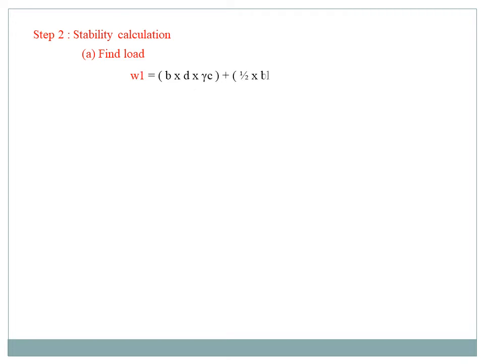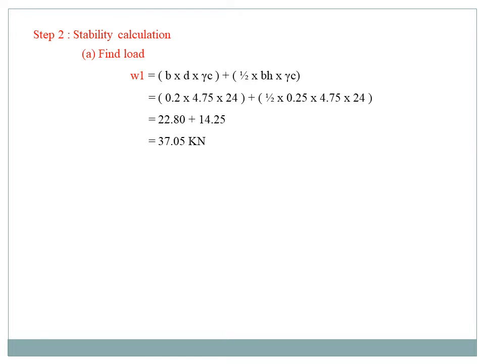Then stability calculation, then find load. So W1 is equal to B into D into gamma C, because one rectangular portion and one triangular portion is there. Then plus write the triangle area formula, 1 by 2 into B into H into gamma C. We know all the values from our code book. See the diagram, one rectangular portion, one triangle portion.